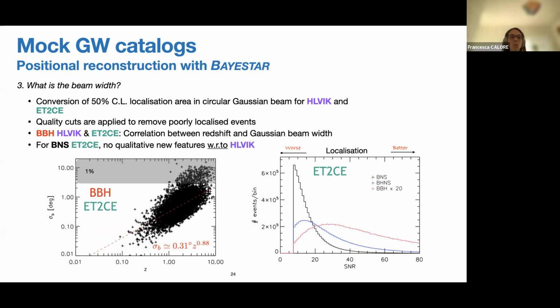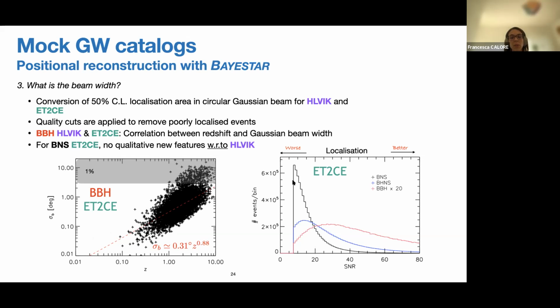If we look in the same way at the binary black holes for the third generation detectors, then we would see again a strong correlation between the beam width and the redshift, that those events below redshift 0.3, which are almost complete, are very well localized, with beam width of the order of a fraction of degree, and that there is only 1% fraction of the events that is poorly localized, and we can again get rid of it by quality cuts.